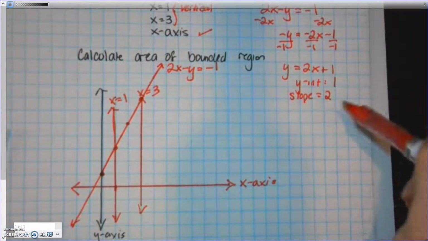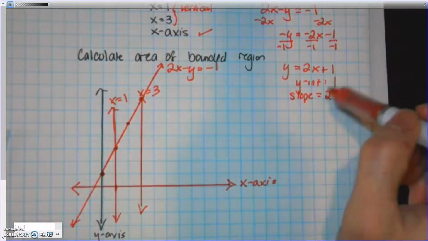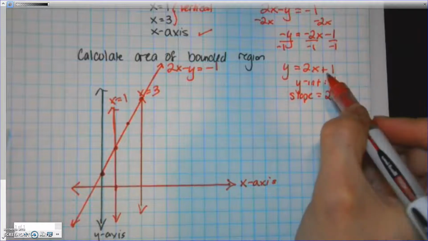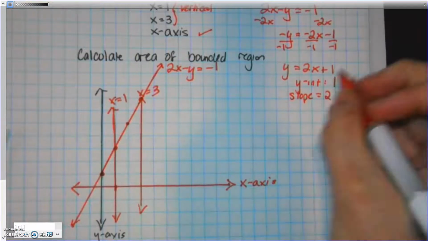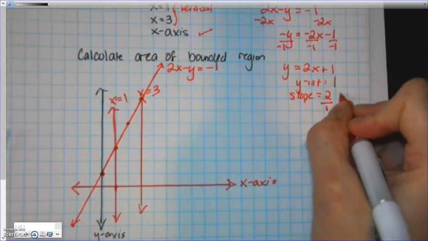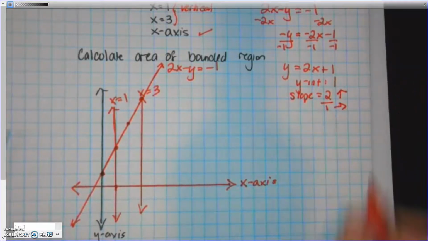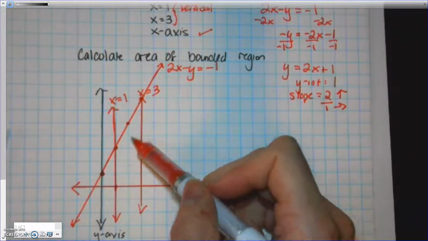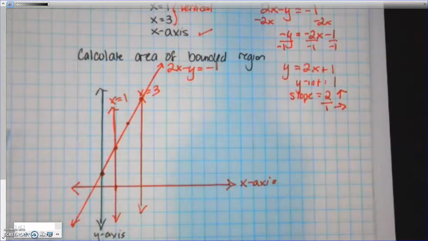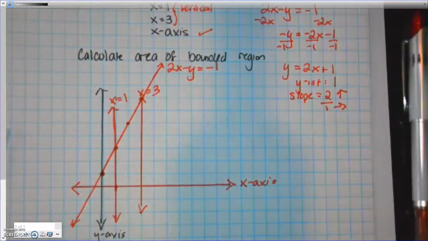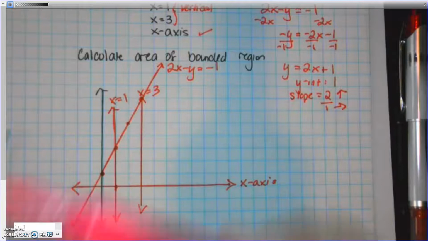So remember, we're just going back to our graphing skills from Algebra 1. You might need to go and watch a little video or get a refresher on that. But I remember that my slope is 2 over 1, so that means over 1, up 2. So now that I have this graph, I'm looking for the area of the bounded region. So that means the area in between the lines that I graphed.